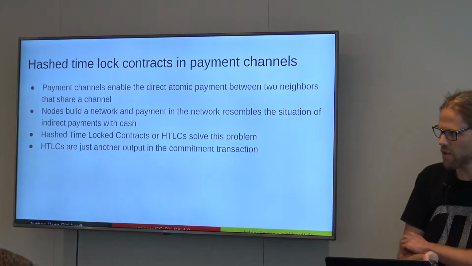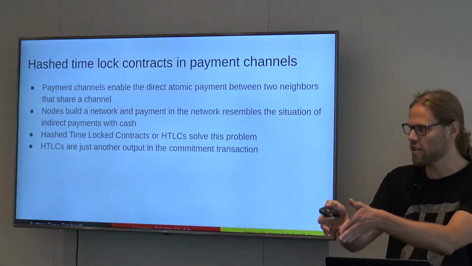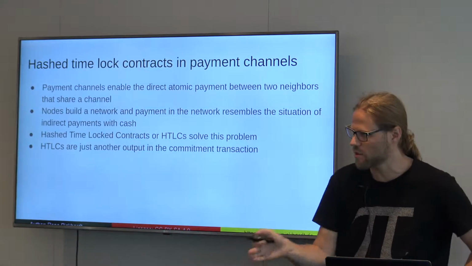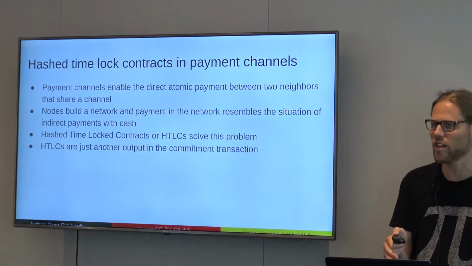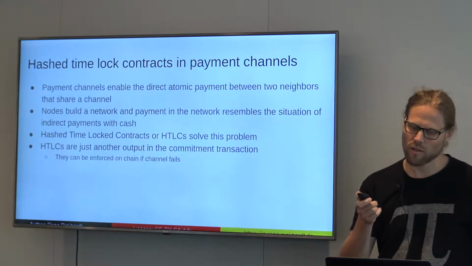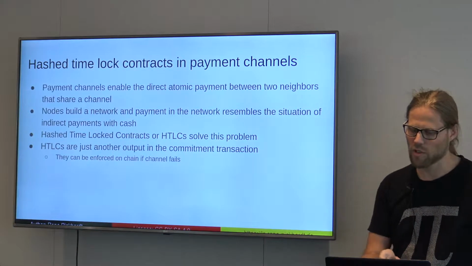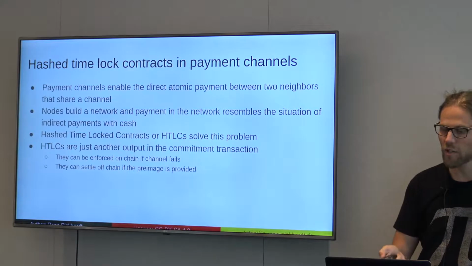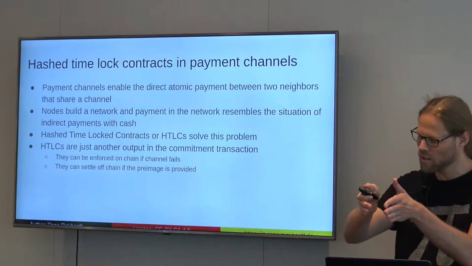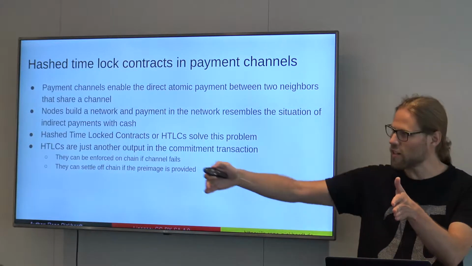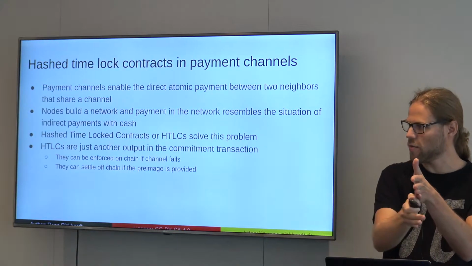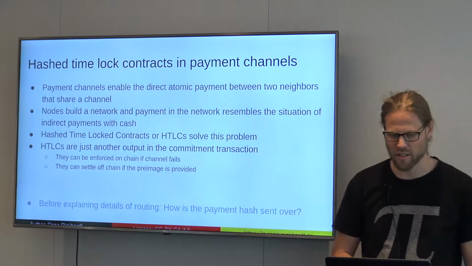Coming to the question that you asked before, let's assume one of these HTLCs is timing out. I can still set up more HTLCs for other payments, so the channel is still operational, even though one HTLC might have a local problem at a certain point in time. The good thing is they can be enforced on-chain if the channel fails, and they can settle off-chain if the pre-image is provided. This is the situation we discussed before: when later in the route a channel breaks, the pre-image is seen on-chain, and then the other one can still settle off-chain, which is nice.